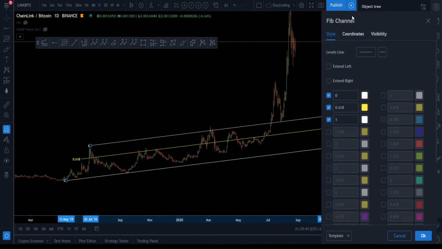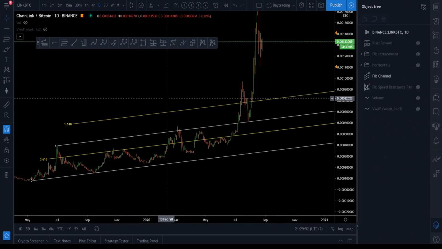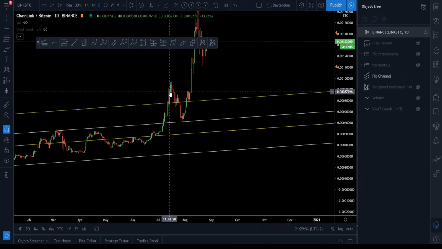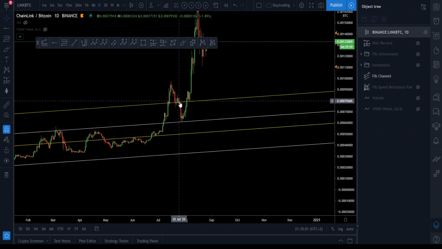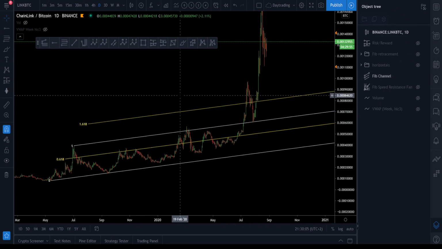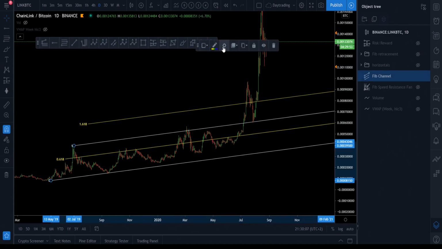Based off of this channel, if you extend that into a 1.618, what do you get? How perfect is that, right? You came back above that, hovered around here for a little bit, backtested it, bounced off of it, broke through, backtested the 1-to-1, then flipped that 1.618. It doesn't stop there. Let's expand.